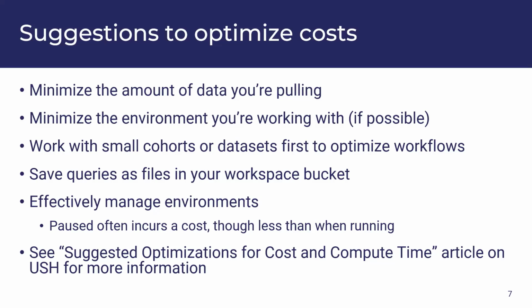So if you're hitting a lot of kernel errors, you probably want to increase your RAM at least and see if that helps. Another thing too is you want to work with small cohorts or data sets first to optimize your workflows. So let's say you actually want to analyze a cohort of 10,000 people. But when you're doing your optimization, you might want to start with a cohort of, say, 100 people from that larger cohort. Make sure that you have everything working correctly, and then you can go back and pull that larger data set that you actually want to work with.